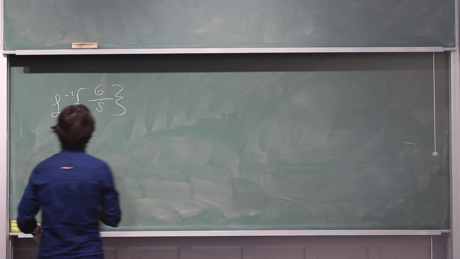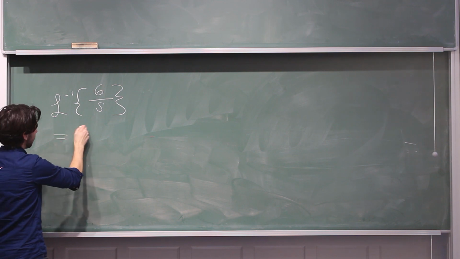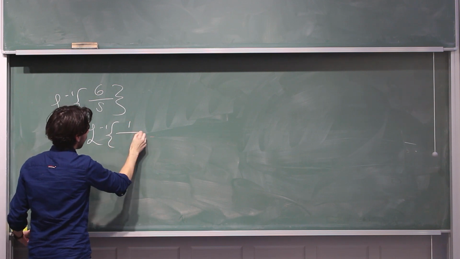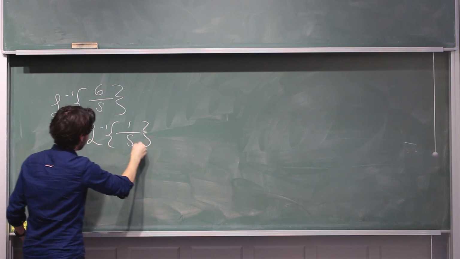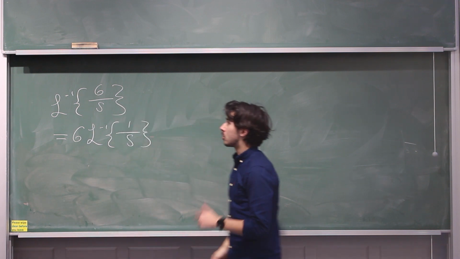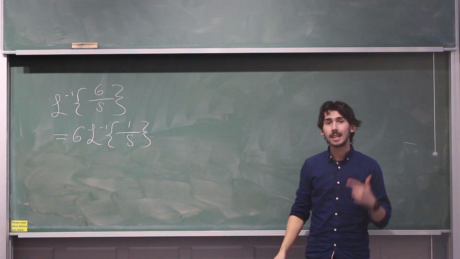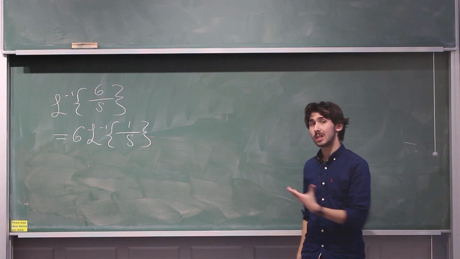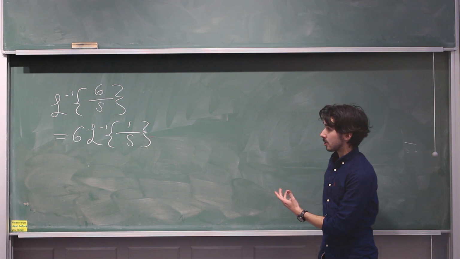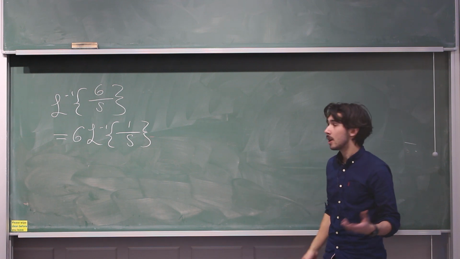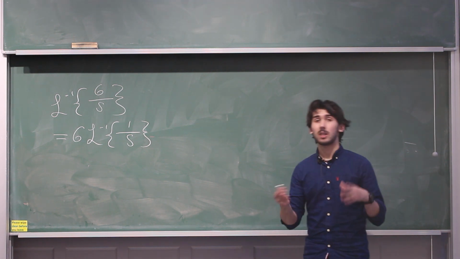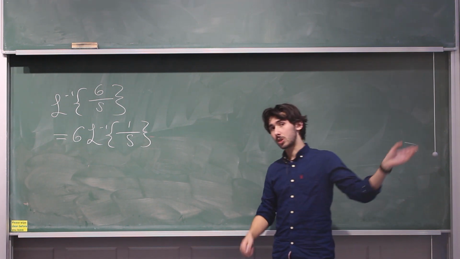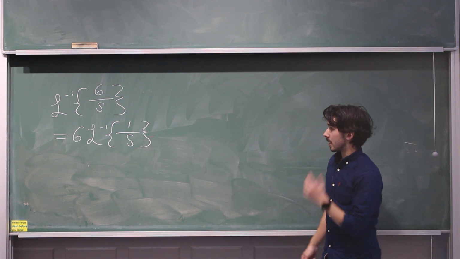So this is what we can do. I'm going to write this as 6 times the inverse Laplace transform of 1 over s. I didn't mention it, but just like how the Laplace transform is a linear operator, which means you can factor constants out of it, you can do that with the inverse Laplace transform too. You can split it, so the inverse Laplace transform of a sum is the sum of the inverse Laplace transforms, etc. All the rules are the exact same, nothing too interesting. Okay, so we're going to do that.